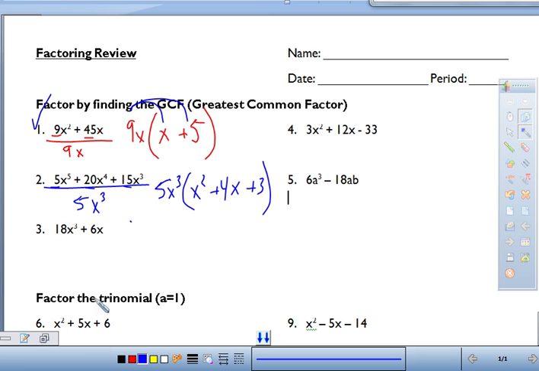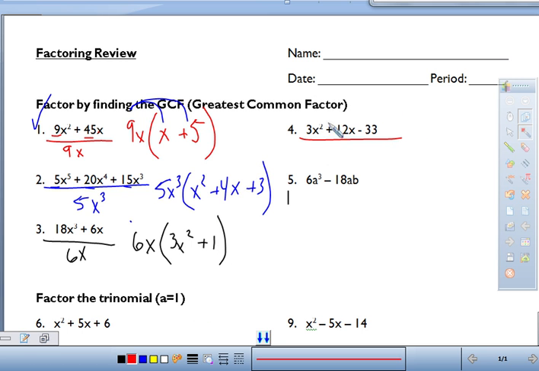And I move down to number 3. And I see an 18 and a 6. I can pull a 6 out of either of those. And an x cubed and an x, I can take out an x. So I can remove a 6x from both terms. And this is going to go in 3x squared. And this one just once.